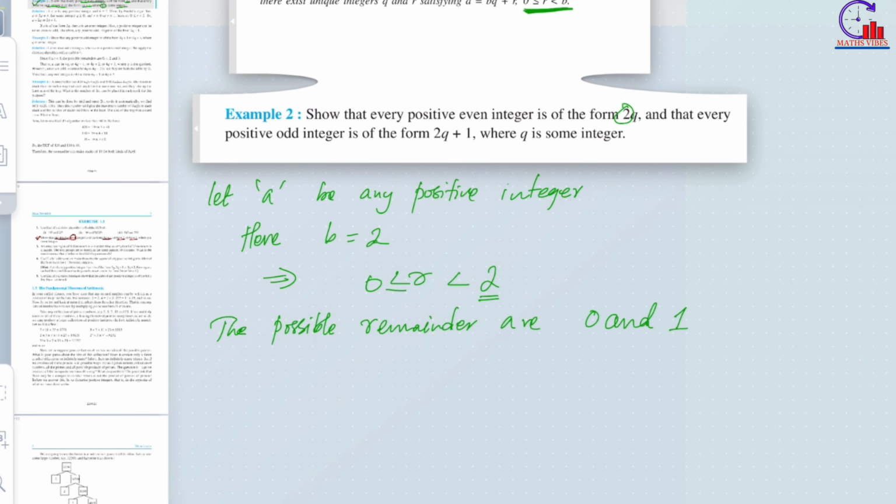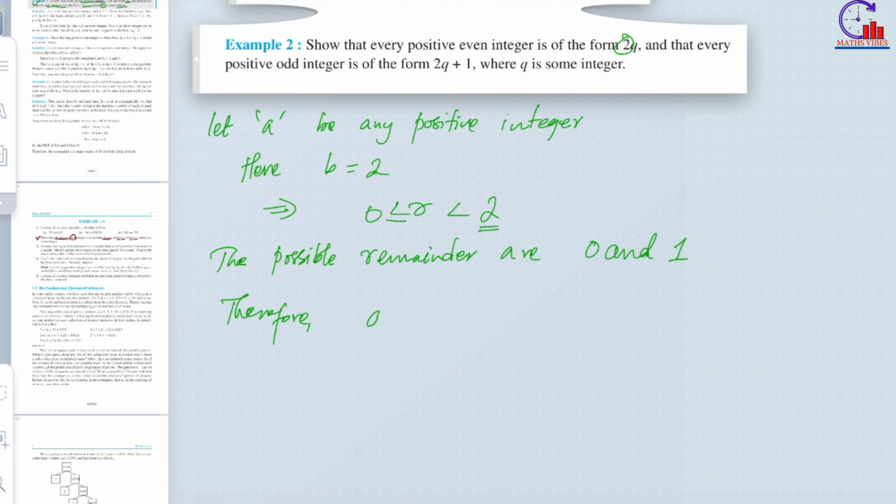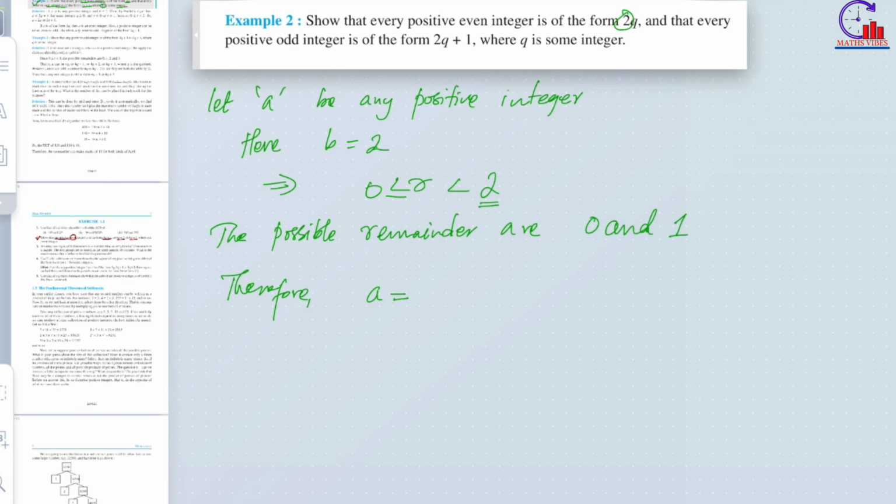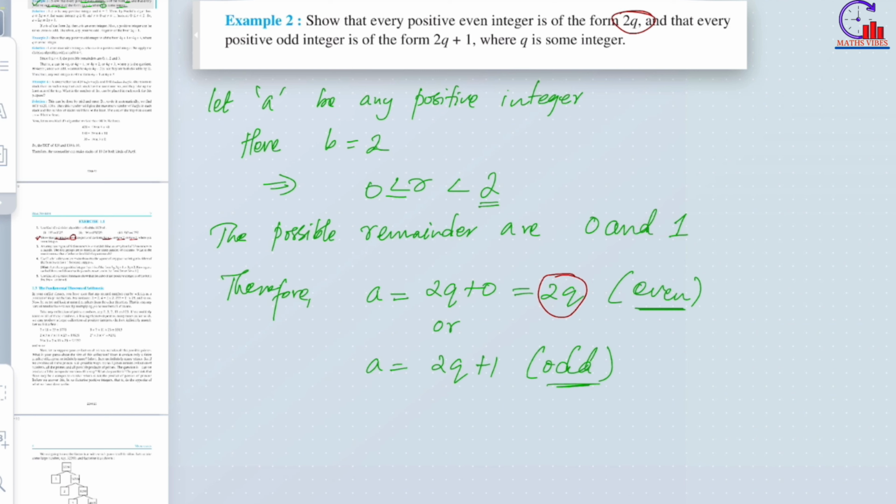So by the lemma we can write, therefore, a is equal to 2q plus 0, isn't it? This is equal to 2q, which is the even number. If we multiply any number by 2, it will be an even number. Or if my remainder is 1, then I can write a is equal to 2q plus 1. Here I am adding 1 to the even number, right? This means this is the odd number. So 2q is the even number, and 2q plus 1 is the odd integer. In this way we can prove this.